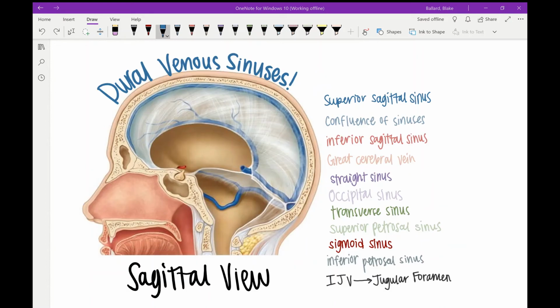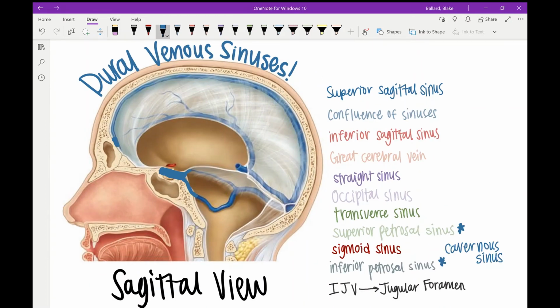The dural venous sinuses are largely formed along the dural enfoldings I just discussed. First, we have the superior sagittal sinus, which can be found in the superior border of the falx cerebri, which drains into the confluence of sinuses. Next, we have the inferior sagittal sinus, which is found in the inferior border of the falx cerebri, which joins with the great cerebral vein to form the straight sinus found here. And inferiorly, we have the occipital sinus, which also joins in with the confluence of sinuses.